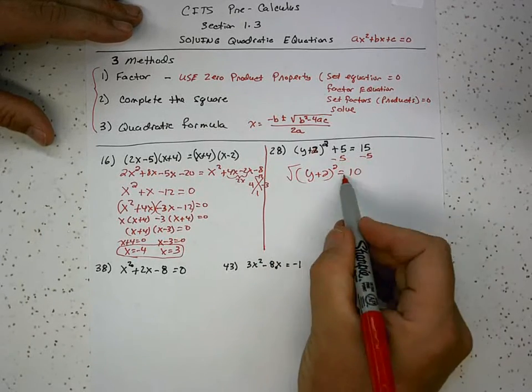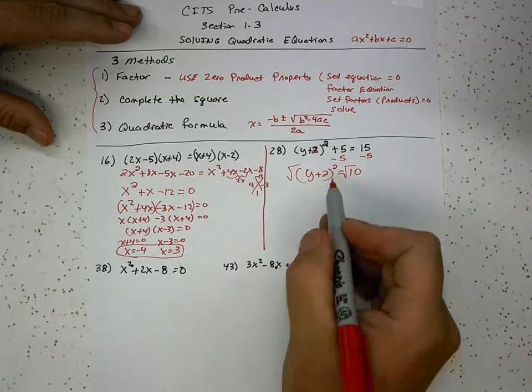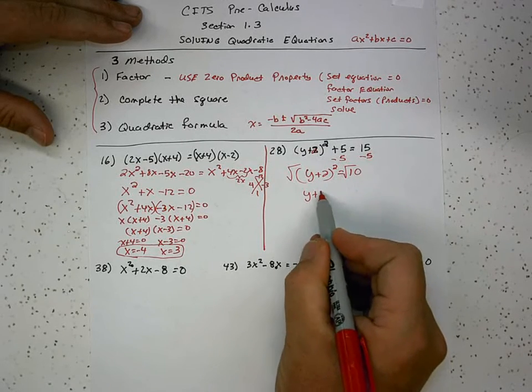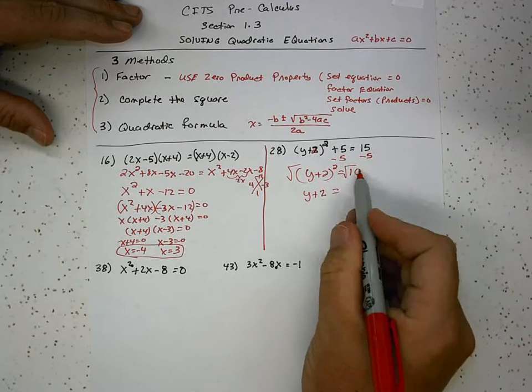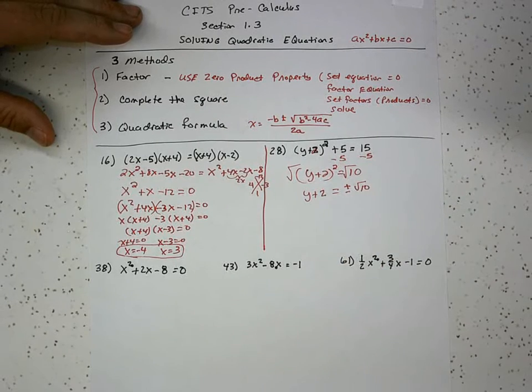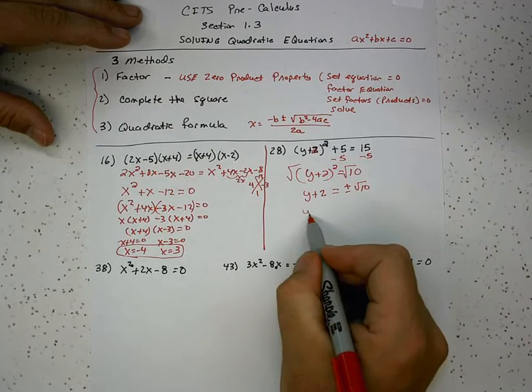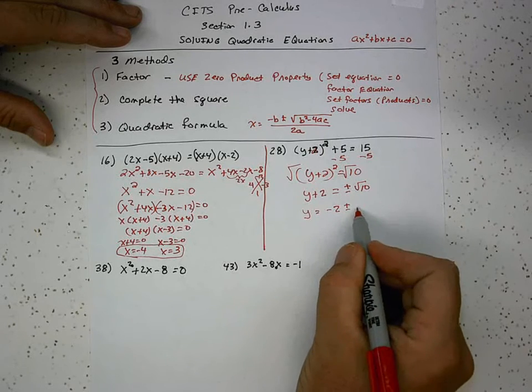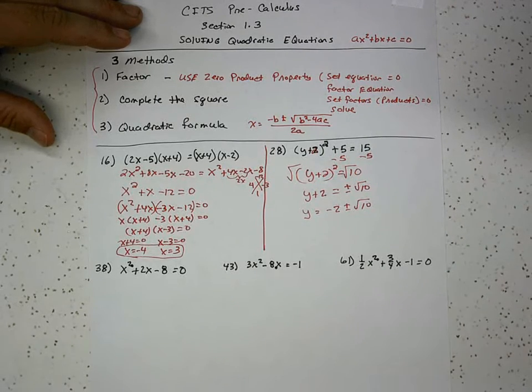I can then take the square root of both sides. A square root and the squared are opposites. And when I take the square root of the other side, I get a positive and negative answer. I then continue to solve for y by subtracting 2 from both sides. And I have my solution.